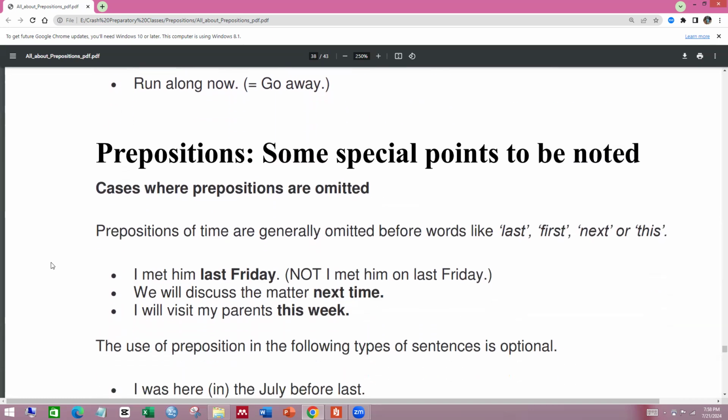And then prepositions, some special points to be noted. Cases where the prepositions are omitted. Prepositions of time are generally omitted before words like last, first, next, or this. I met him last Friday, not I met him on last Friday. We will discuss the matter next time. I will visit my parents this week.